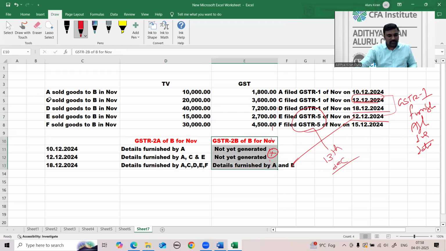Did you observe the difference between C and E? Both filed the GSTRs on 12th December only. Whereas for E, 12th December is before the due date, for C, 12th December is after the due date. Therefore, details furnished by C are not reflected in GSTR 2B, but details furnished by E are reflected in GSTR 2B.